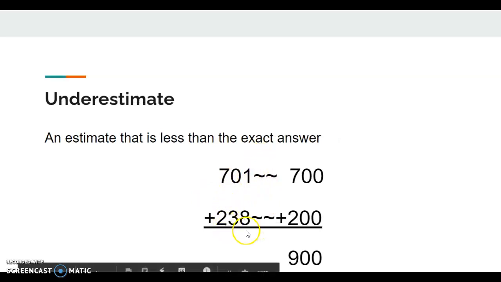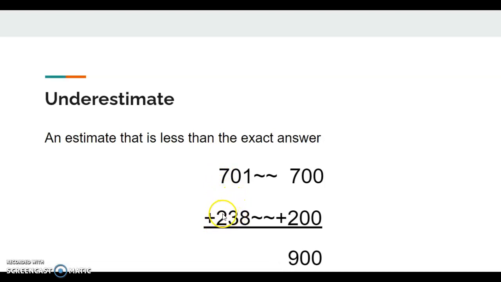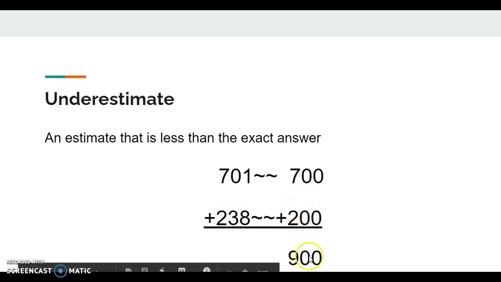Then with the 238, I'm rounding to the hundreds because they both have a hundreds place. So I look next door. This is less than a 5, so the 2 stays the same. 238 is closer to 200 than it is to 300. So then I add them. 700 plus 200 is 900. So 900 is actually less than the real answer, but it's still a very close estimate.